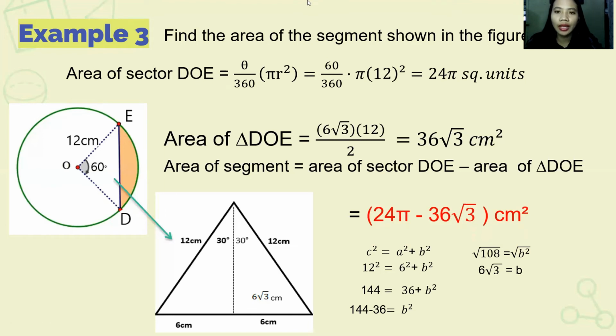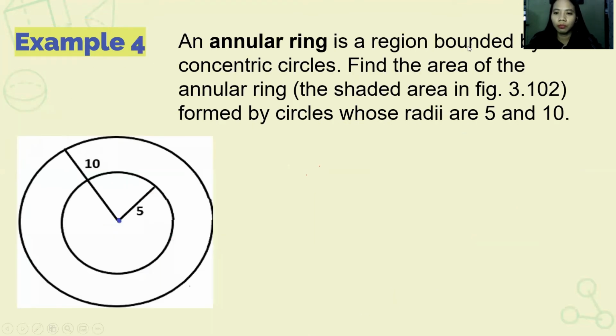So let us proceed now to our example 4. In example 4, we have the problem given that the annular ring is the region bounded by 2 concentric circles. So what is a concentric circle? Concentric circles are 2 circles that have only one center. Given in this figure, they have only one center but 2 radii, since the inner circle and the outer circle have different radii.